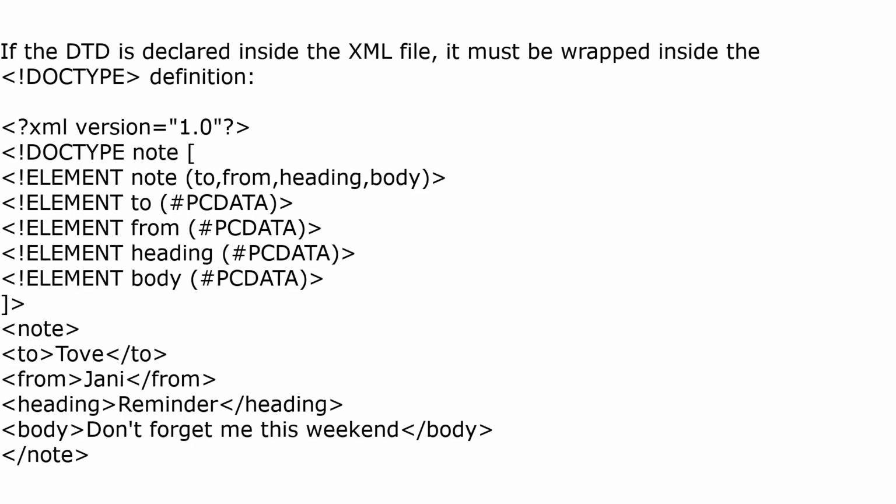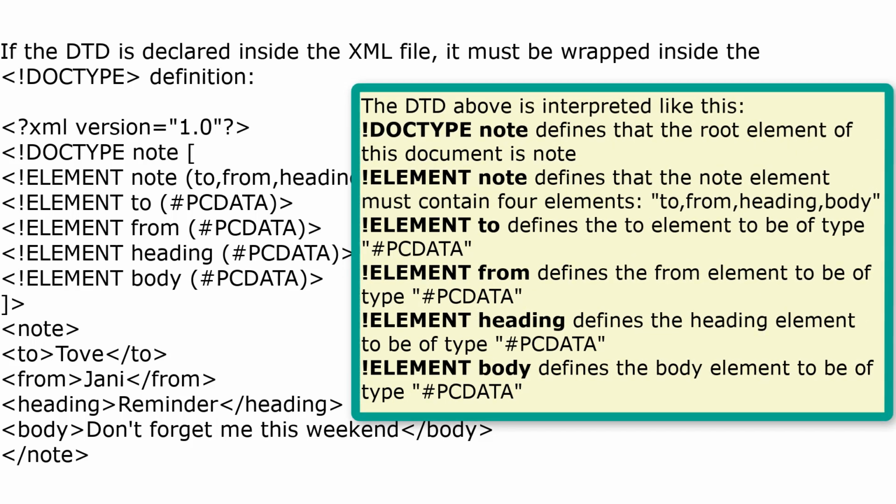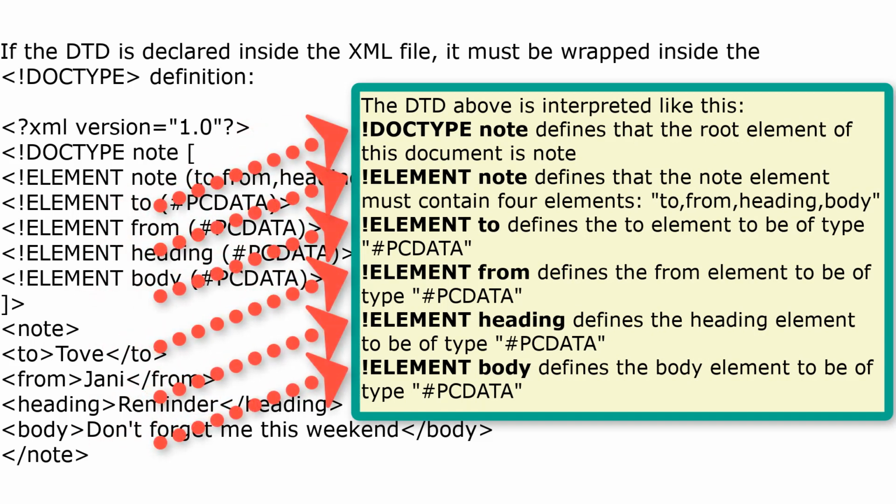Just after defining the structure, that is the doc type definition, we have written the code of the XML body. So let us try to interpret how the DTD will interpret the code. So the first point is the doc type. The doc type note defines that the root element of this document is note.